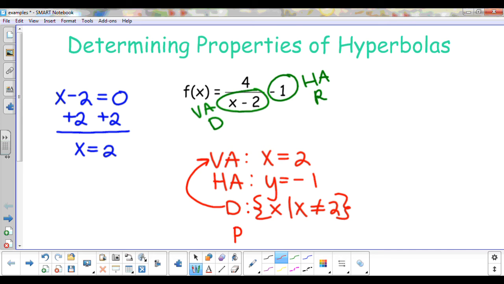The range is dependent on the horizontal asymptote and is very similar because my horizontal asymptote is going to lie at negative 1, so the graph is going to get incredibly close to that, but it's never going to cross it. So I'm going to have all of my y's except for when y is equal to negative 1.